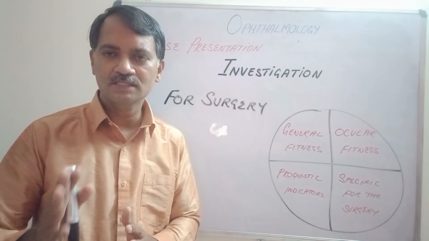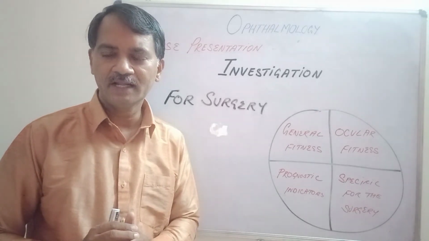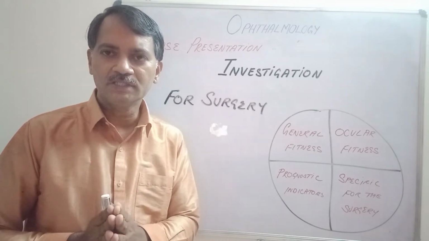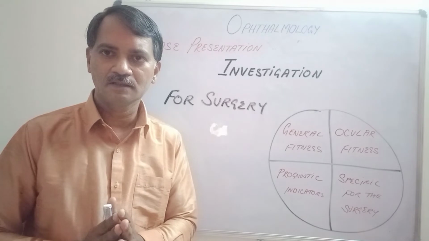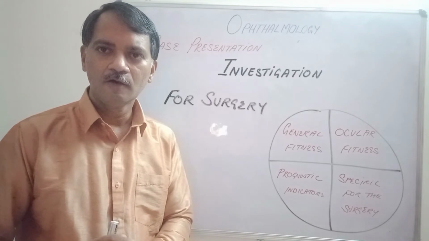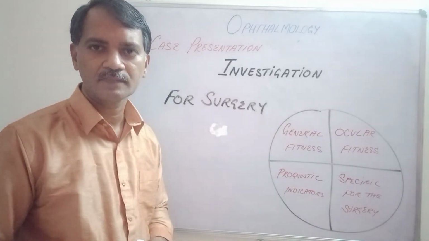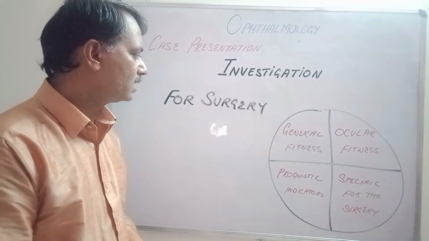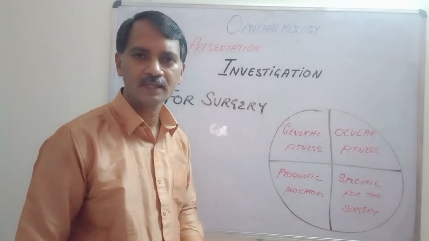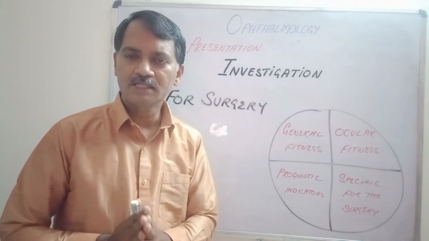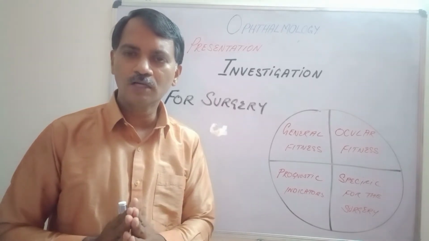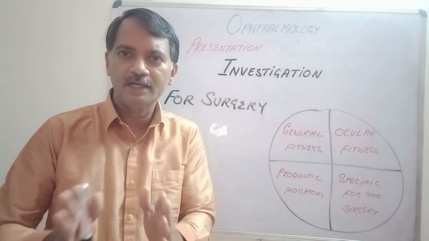Investigations for doing a surgery are divided into 4 groups. It is not only in ophthalmology, but in any branch of medicine. If you have planned to do a surgery, you have to follow these 4 sets of investigations. It is definitely needed. So what are the sets of investigations you should do? One is the physical fitness. For any surgery, the patient should be physically fit to undergo surgery. The surgery should not cause any morbidity or mortality to the patient.